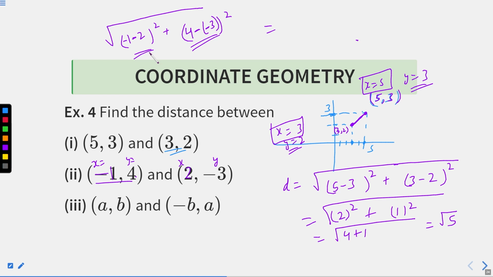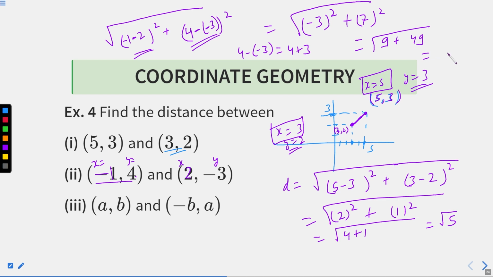So now to solve this, we know minus 1 minus 2 becomes minus 3, whole square, plus 4 minus minus 3 is equal to 4 plus 3, which is 7. So 7 square, and we know we are taking root. So minus 3 square is 9, plus 7 square is 49, and adding them we get 58, and root 58.